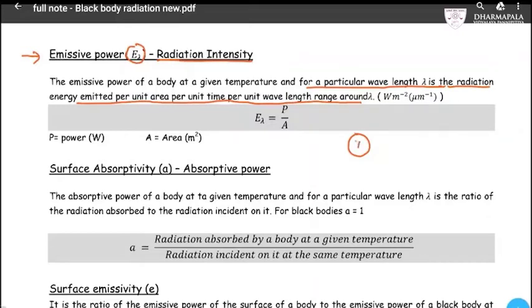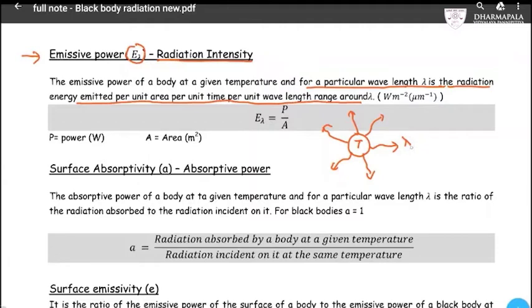it's having a certain temperature T and it's emitting thermal radiation. So it can emit all the wavelengths. Out of all those wavelengths, we are selecting a particular wavelength. We'll take it as lambda.